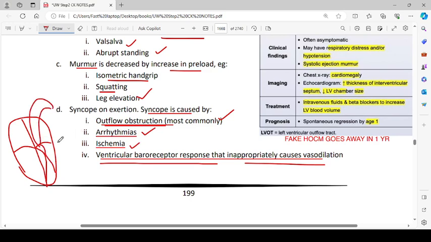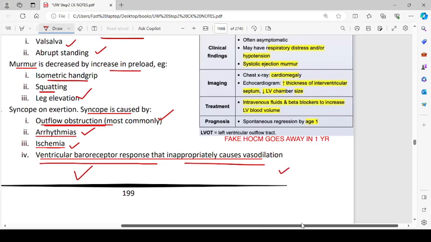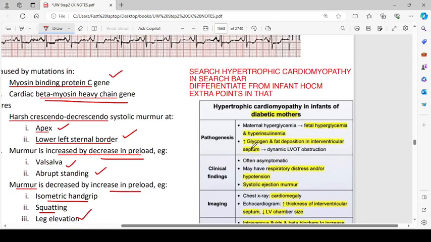Then because there is obstruction, the left atrium will be enlarged. That can lead to arrhythmias. There will be ischemia, and ischemia of the brain will lead to syncope, and the ventricular baroreceptor response inappropriately causes vasodilation. So there is some sort of response given by the ventricles because there is increased pressure in the ventricles. This ventricular baroreceptor response will create vasodilation inappropriately. Okay, this was a new phenomenon for me.